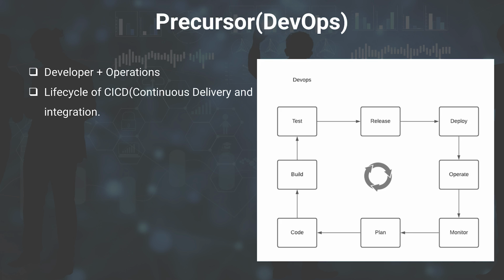So the lifecycle of DevOps is typically listed as in the picture. It is also considered an agile lifecycle of DevOps.